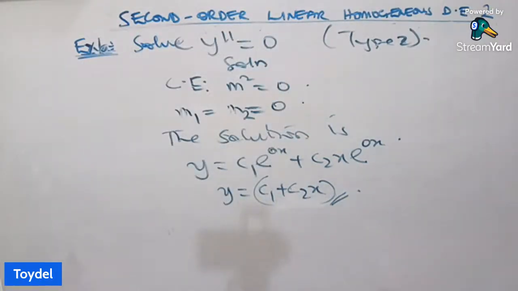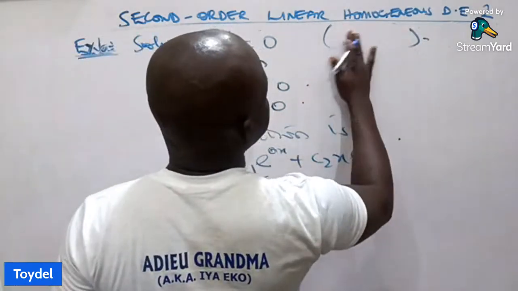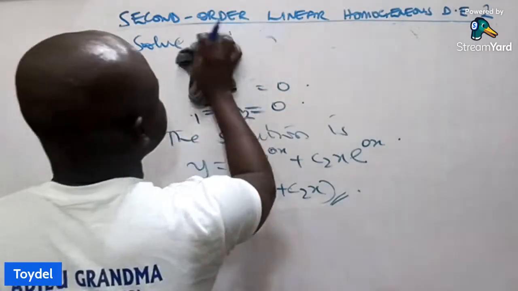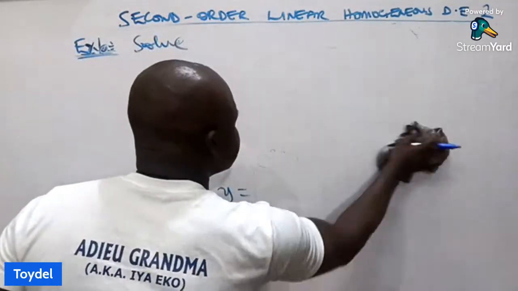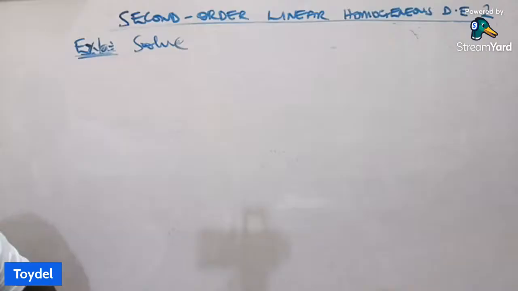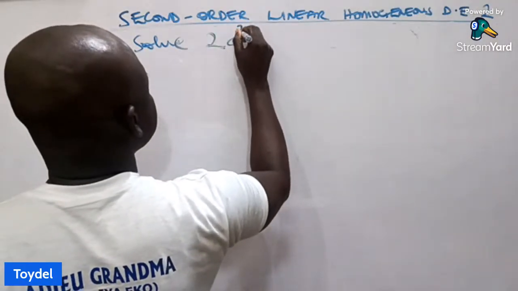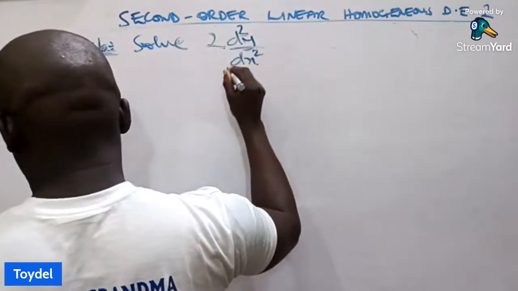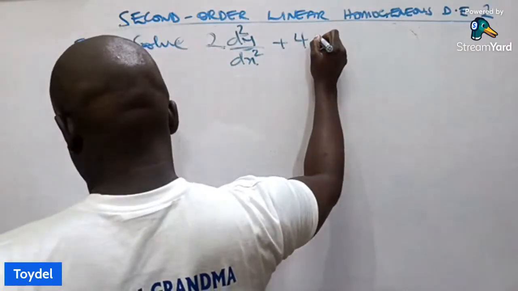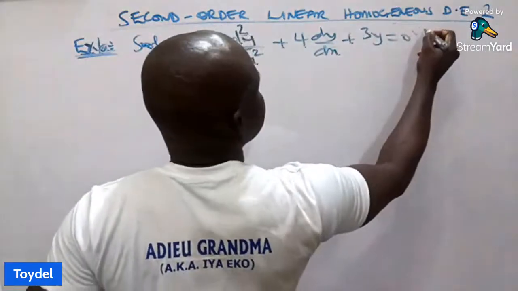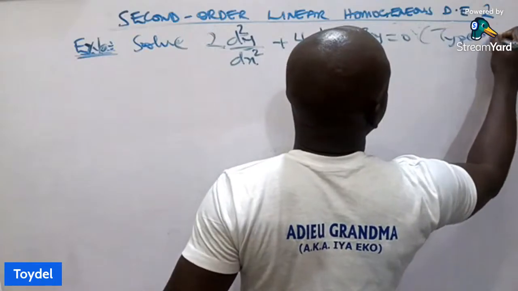Okay? Then let's take one more example under type 3, before we close the class. Under type 3, we have to solve 2 d²y/dx² plus 4 dy/dx plus 3y equal to 0. So this is an example under type 3.